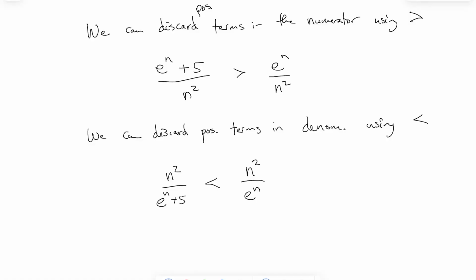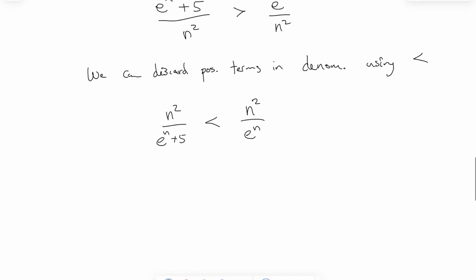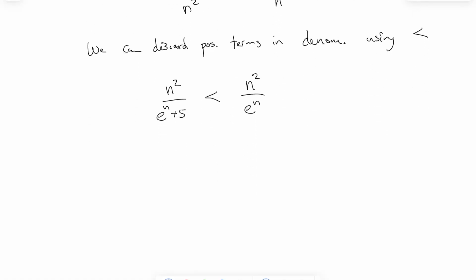All right. These are my life hacks. And you have to be sure that your inequalities go the right way. So this is a little cautionary tale here. Make sure it goes the right way.